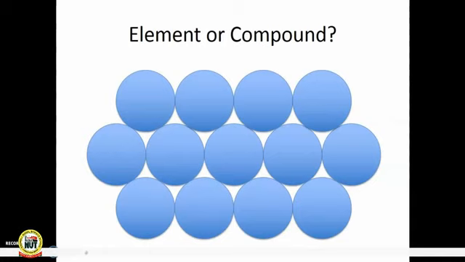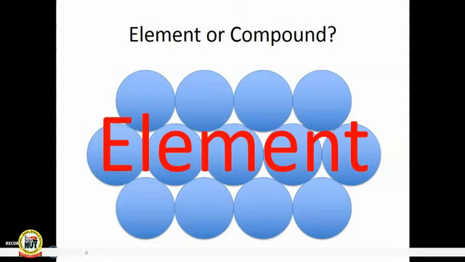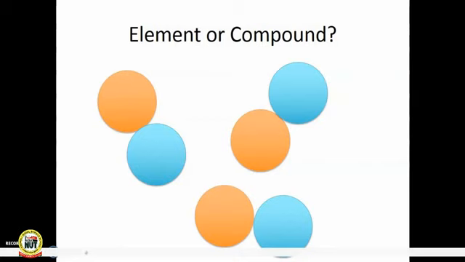Now let's see. From what we have said, looking at this picture, will you say this is an element or compound? You guessed correctly. This is an element because it is one type of atom. You can see they are all the same color. Even though there are many, they are the same color joined together. Now it's an element. Also, now you have 2 types of atoms, the orange and the blue.